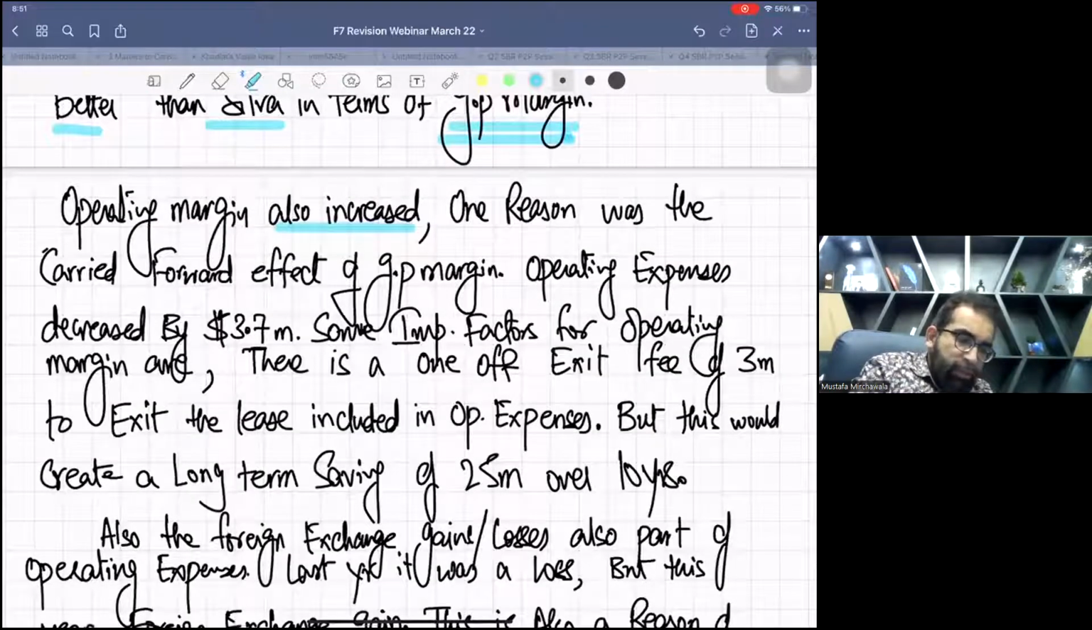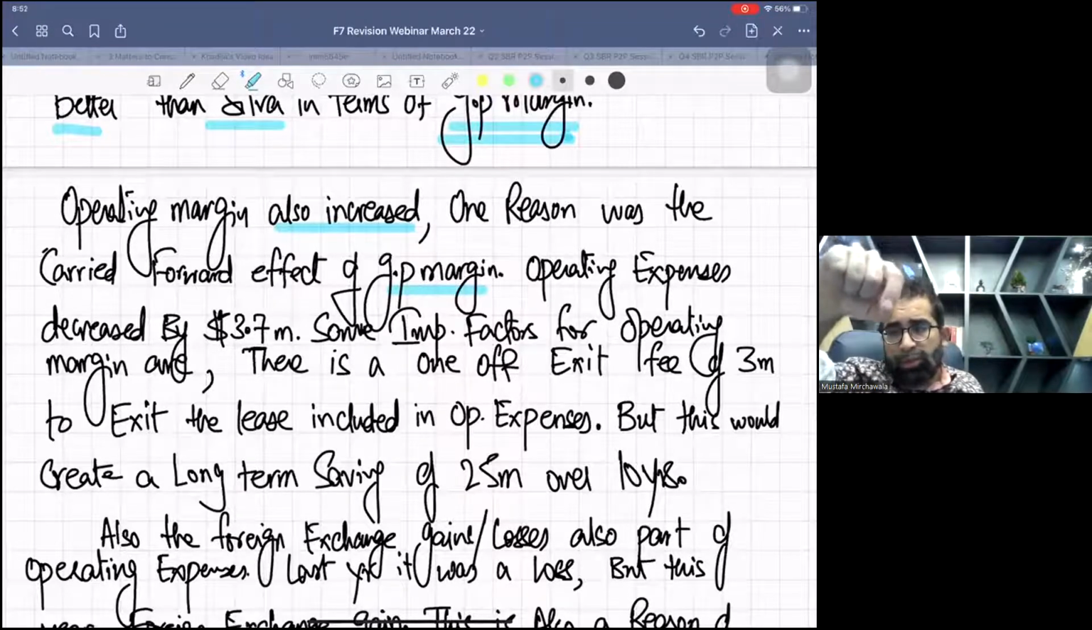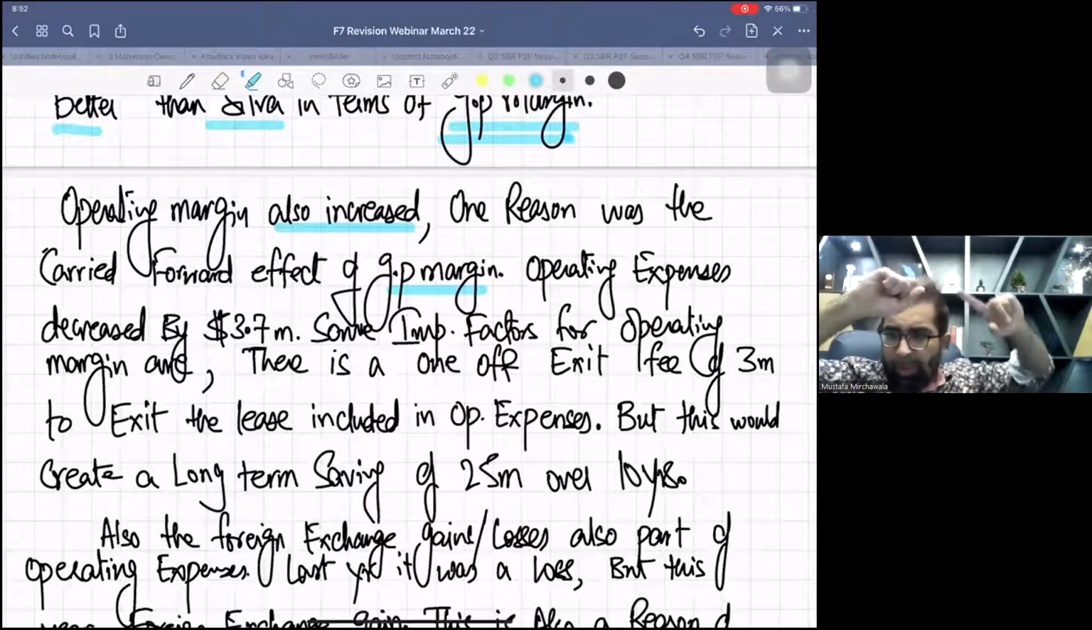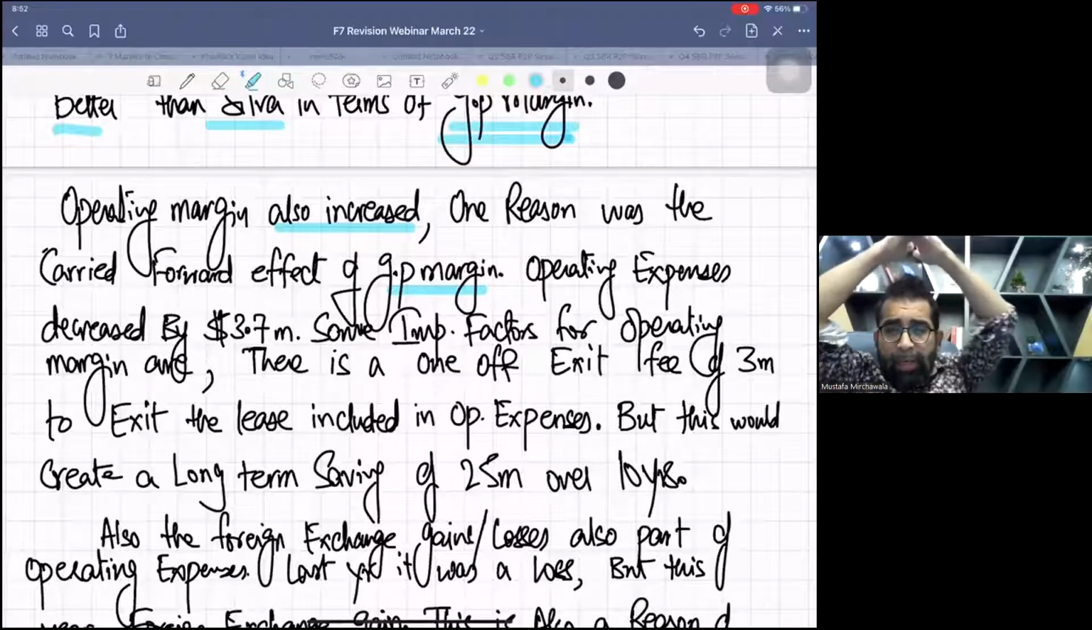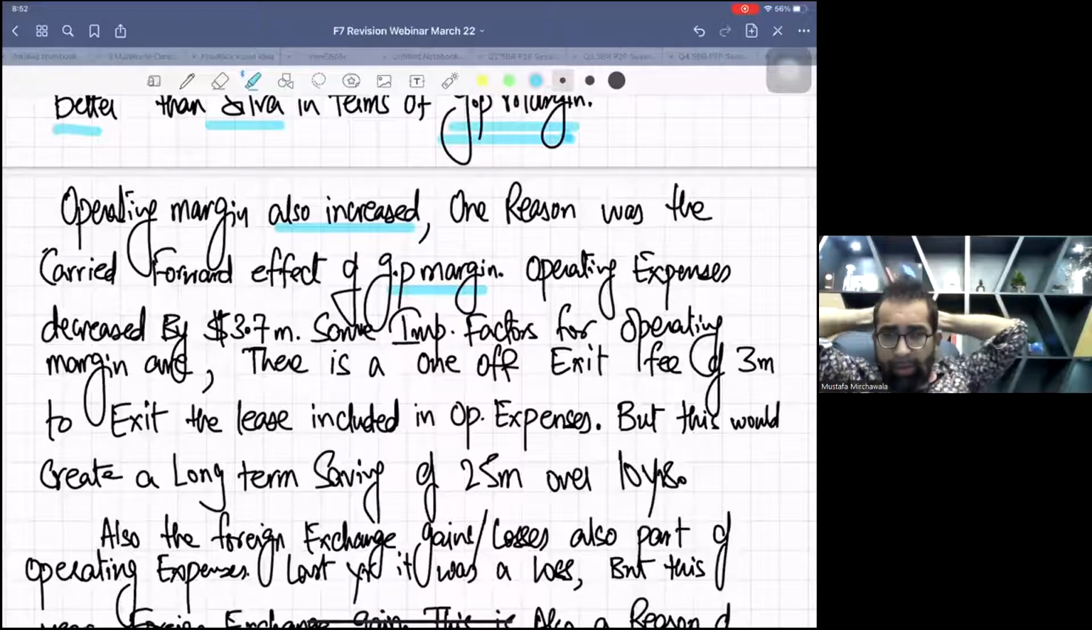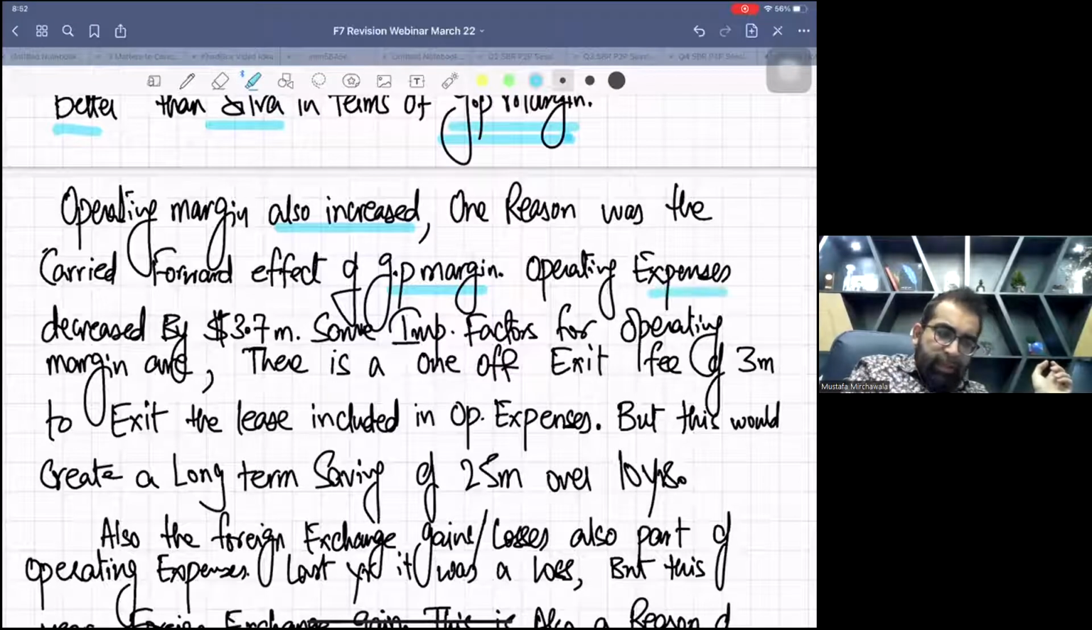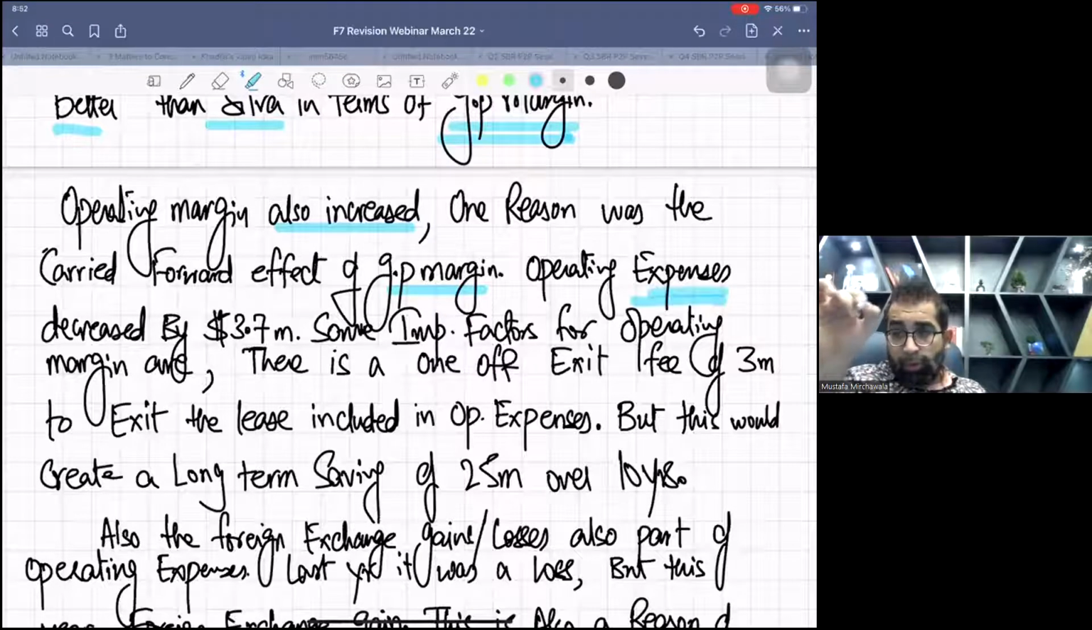One reason was the carried forward effect of GP margin. This is simple, and this is in my solutions of many questions. I wrote this: whenever GP margin increases, operating profit margin follows the GP margin. Yes, remember. Now, operating expenses, which from the income statement we took, decreased by 3.7 million. We check this.